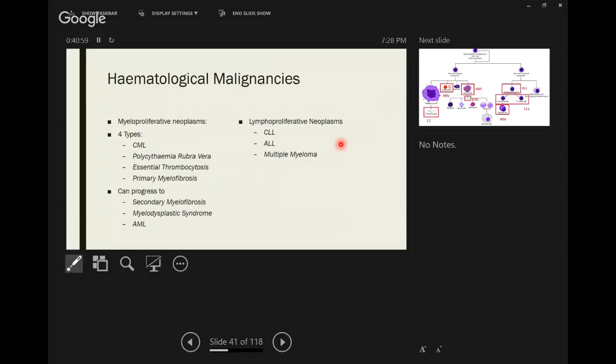Hematological malignancies. So you've got your myeloproliferative and your lymphoproliferative. These aren't all of them, obviously, but they're all you need to know for this level, unless the teaching's changed, in which case you're going to have to learn some extra stuff. CML, polycythaemia, we can talk about all of them. What matters is there's 4 types of basic myeloproliferative, and they can all progress to these secondary ones. I think AML is the only one that can actually present by itself.